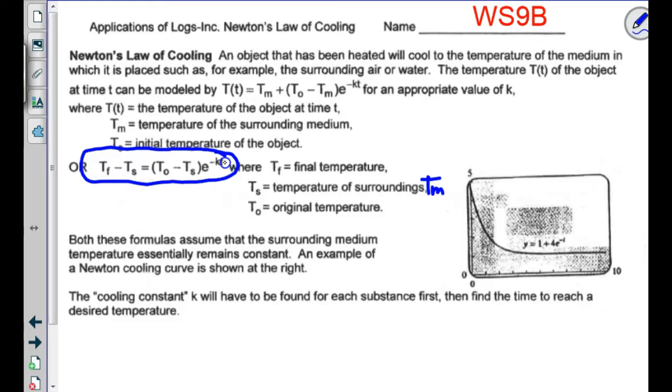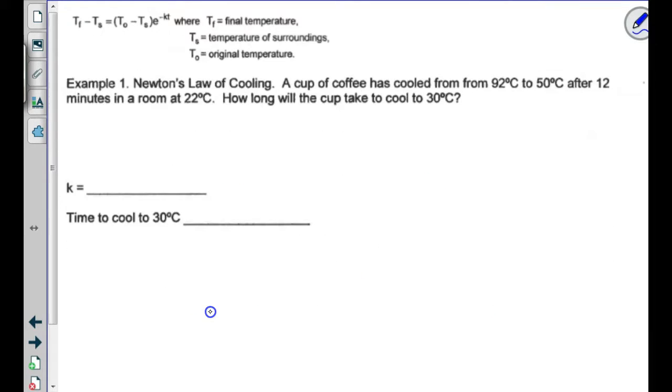So this is Newton's law of cooling. The cooling constant K we will have to find, and then we're going to plug it back in. So this is a two-step process. For this first example, please pay attention because we're not going to have a lot of time to do a million of these before the quiz. A cup of coffee has been cooled from 92 to 50 after 12 minutes in a room that's 22 degrees Celsius. How long will the cup take to cool to 30? This is part 2 of the question. We do not use this until later.